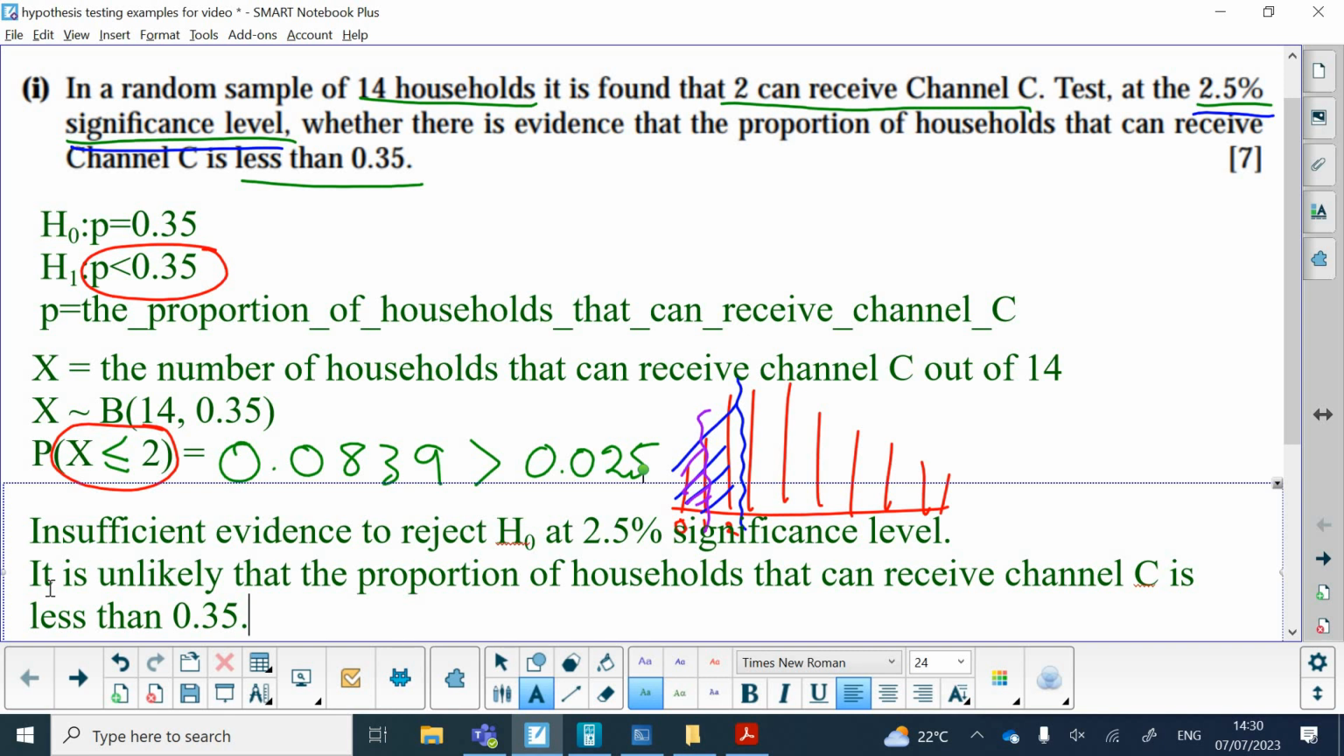So when I put it in context, if my conclusion was there was insufficient evidence, then it's always unlikely that the exciting thing happened, and I copy words from that question. Okay.